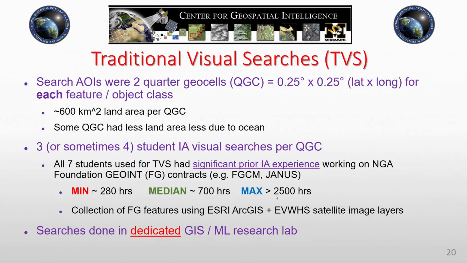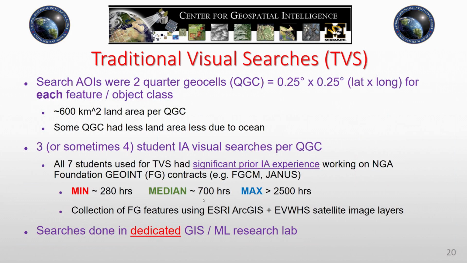So in terms of what we did for the visual searches, for each feature object class, we searched 2 quarter geocells, so quarter degree by quarter degree in latitude and longitude. Those are roughly 600 square kilometers each per quarter geocell. We had 3 or sometimes 4 student analysts that were doing the visual searches. And these were all students that had previous experience interpreting satellite imagery. So these had all worked on different NGA Foundation GeoInt contracts. So they weren't just raw students with no prior background in this.